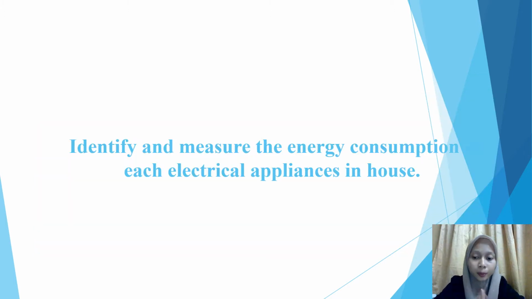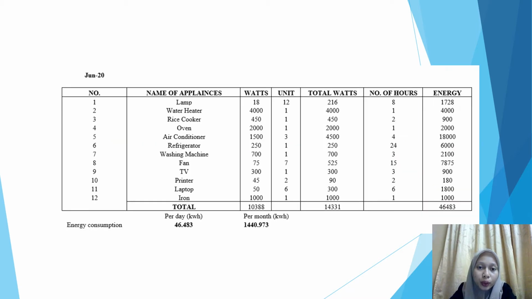Next, I proceed to identify and measure the energy consumption for each electrical appliance in the house. So I proceed to calculate the appliances in June 2020. First I take the lamp: the watt is 18, the unit is 12. So to get the total watt, 18 times 12, and you get 216 watt.